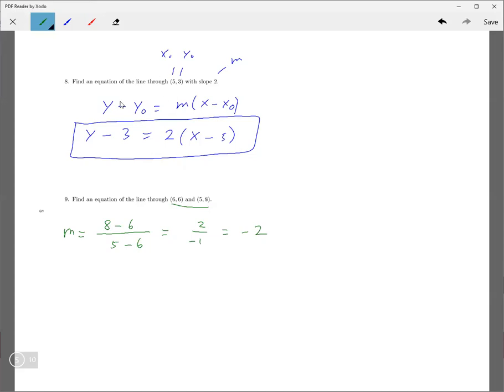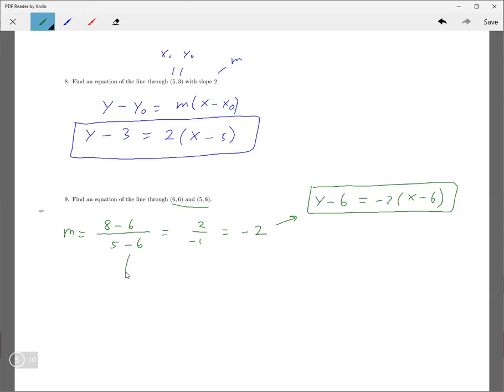Now you can use the point slope form and use one of these points. I'll do this problem a couple of ways. You know, the slope is -2. So we could use this first point and just go y minus 6 equals -2 times x minus 6. So I'm using the 6's here and here. Or I could use the 5 and the 8. So 8 here and a 5 there, that's also fine. And that would give you an answer.